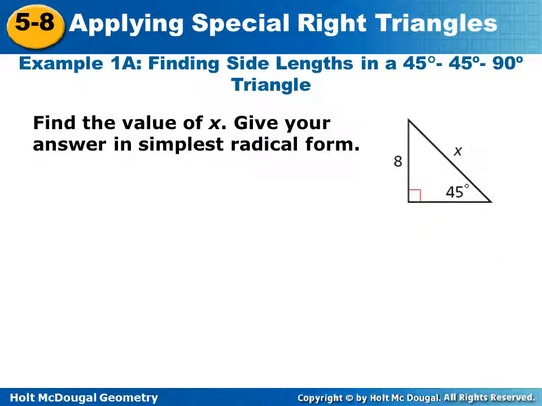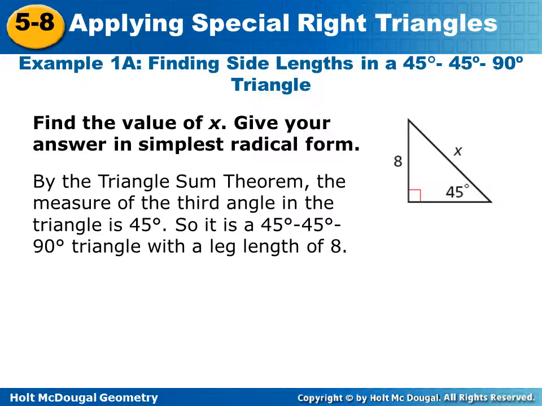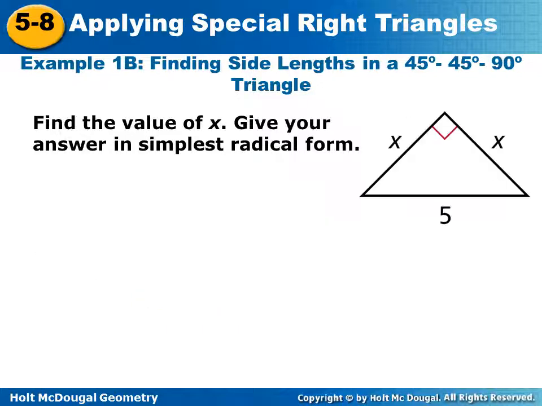Here we have a side length of 8 for a leg, so we want to find the value of x. So the hypotenuse is the leg times radical 2, so our answer for x would be 8 radical 2 because we take the leg and multiply it by radical 2.